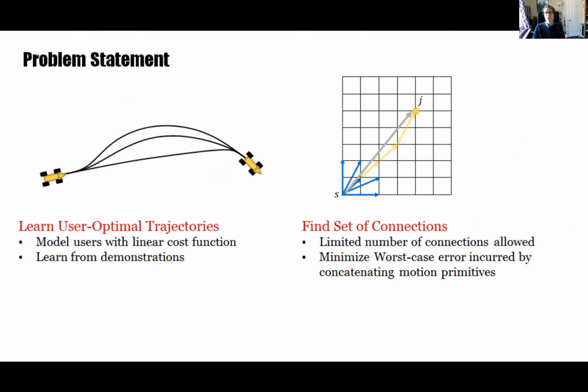The first subproblem assumes a user model where a linear cost function trades off trajectory features, for instance, travel time and comfort. And we can estimate such a cost function from demonstrations. When we are using a lattice planner, we want to limit the number of connections to ensure computational efficiency. Thus, in the second problem, we select a subset of all possible connections that minimizes the worst case error when concatenating motion primitives compared to using a direct trajectory.